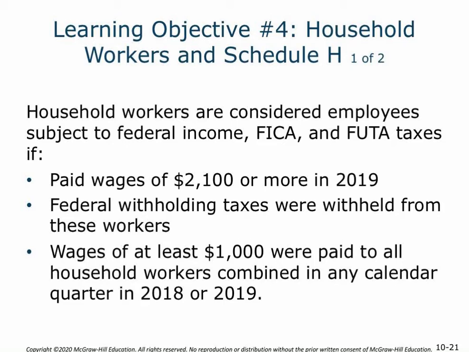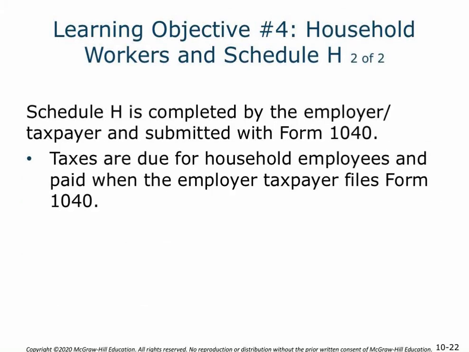So household workers are going to be considered employees subject to federal income, FICA, as well as these unemployment taxes if we've got 3 conditions that have to be met. They paid wages of $2,100 or more in 2019. Federal withholding taxes of at least $1,000 were withheld from these workers. Wages of at least $1,000 were paid to all of the household workers in any given quarter in the prior 2 years, in 2018 or 2019. So if you have one of these, you can file your Schedule H. But if you have all 3 of those, then you're going to have to do this. And the Schedule H is going to be completed by the employer taxpayer and submitted along with that 1040.